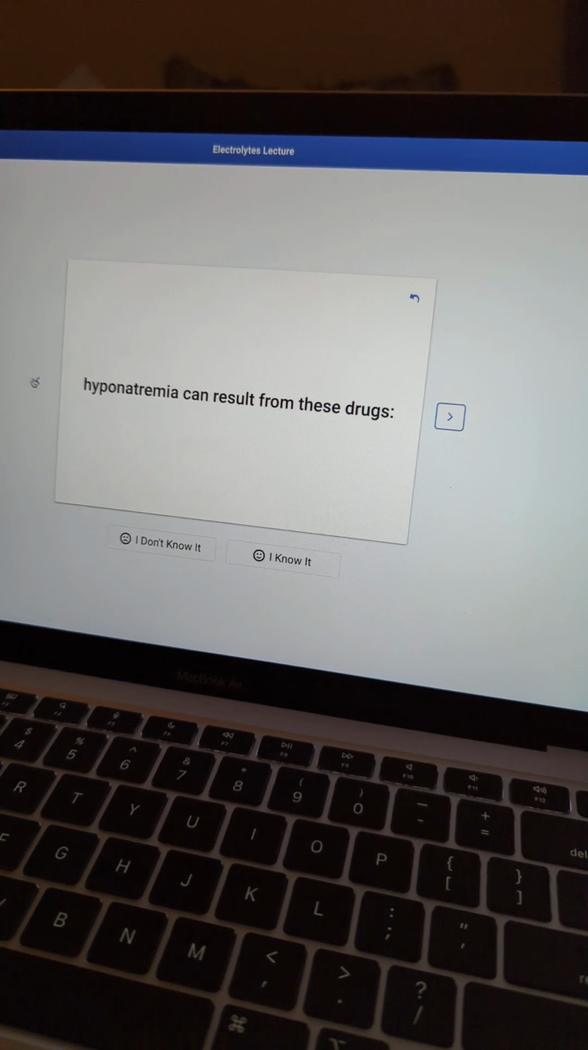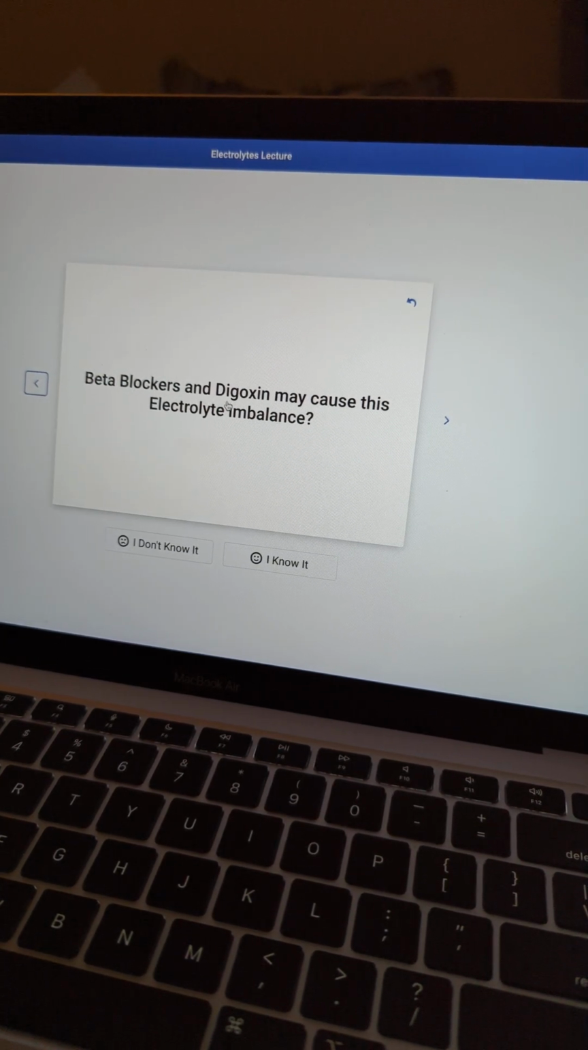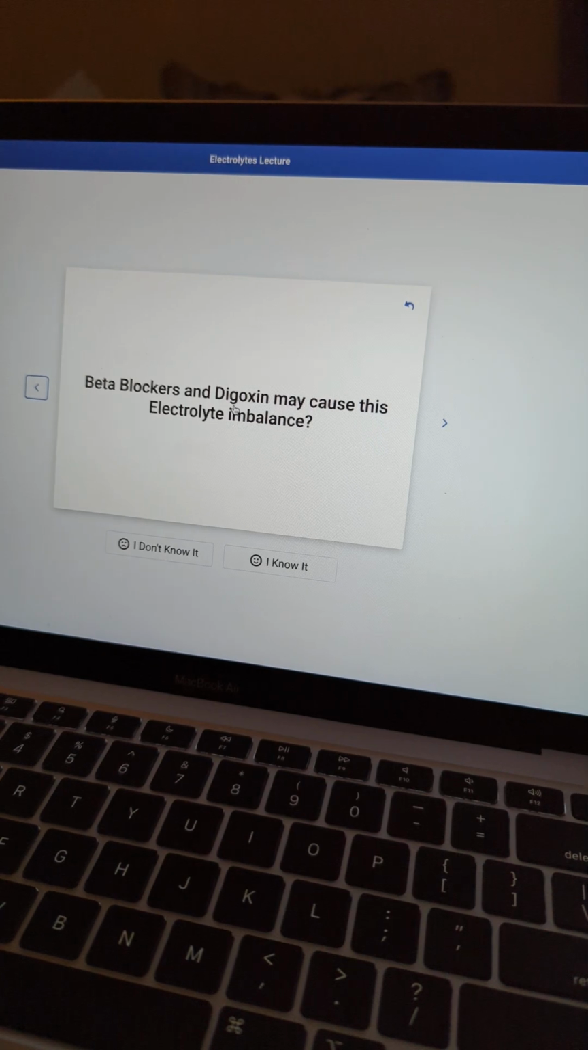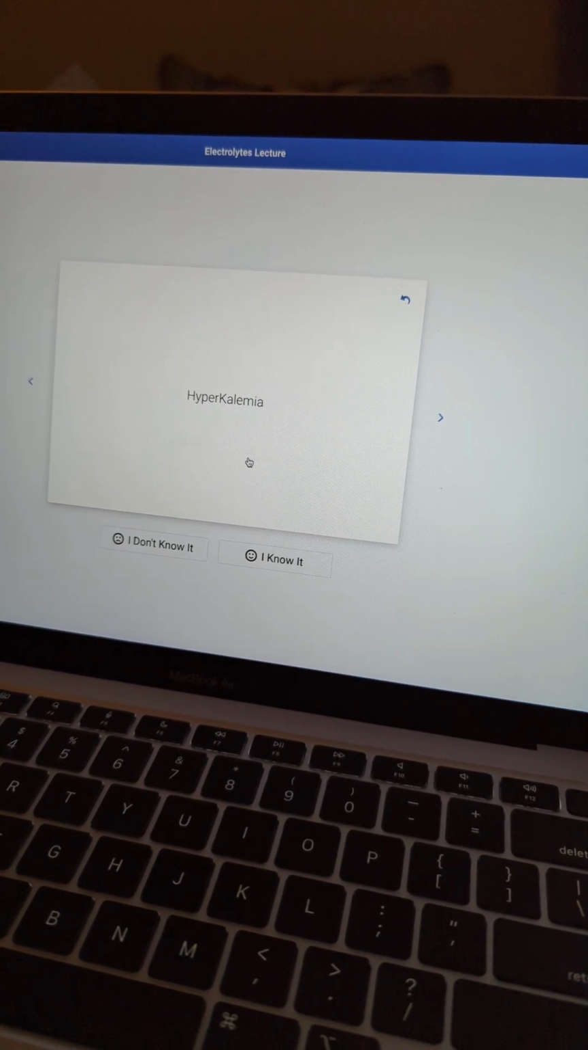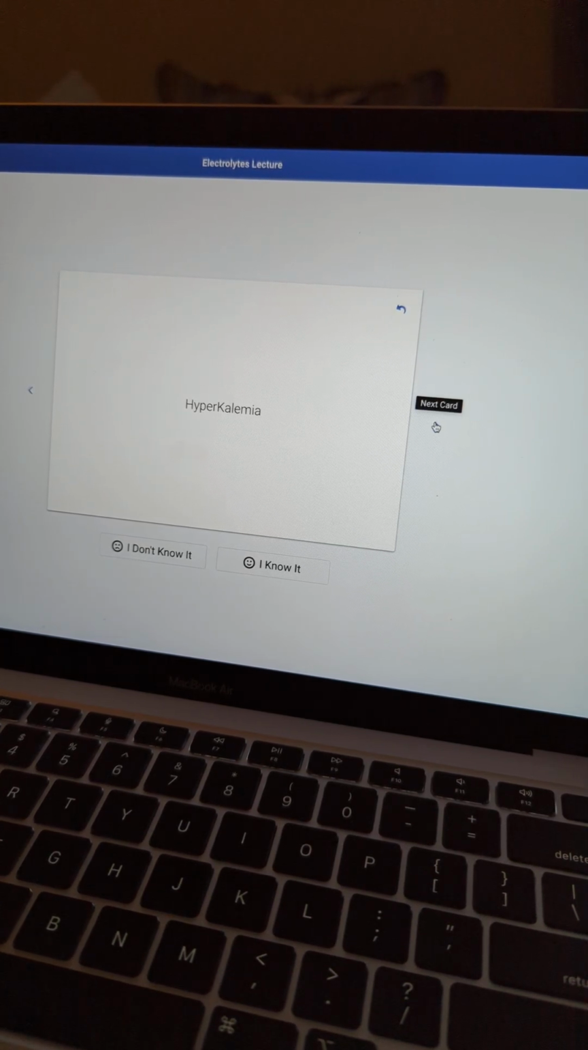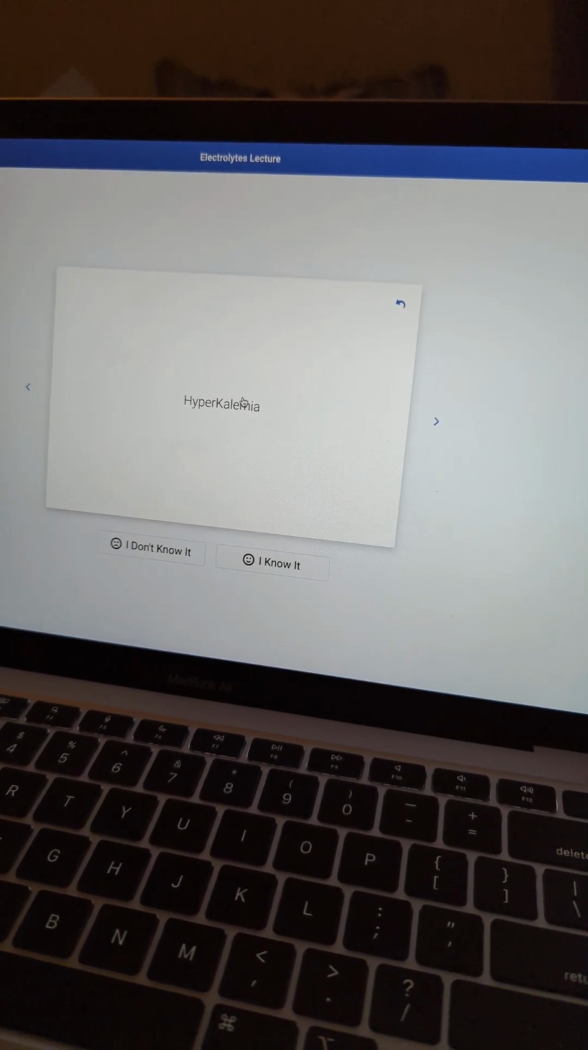I guess this would be relevant if we were asked about a patient receiving digoxin, what's the critical electrolyte imbalance? High potassium. And I guess we would hold the drug. I guess so.